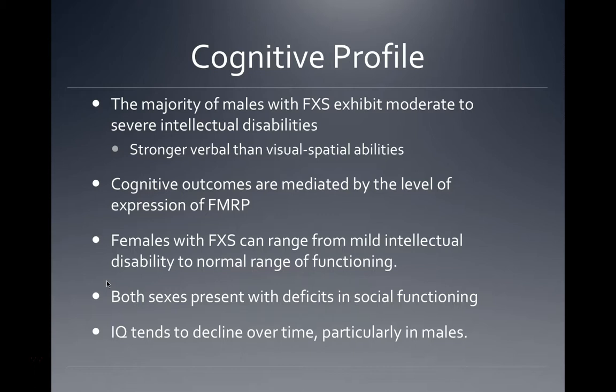Females with Fragile X can range from mild intellectual disability to actually normal range of functioning. Both sexes, males and females, do present with deficits in social functioning, and we do know that IQ does tend to decline more over time than the general population, and this is particularly true with males.